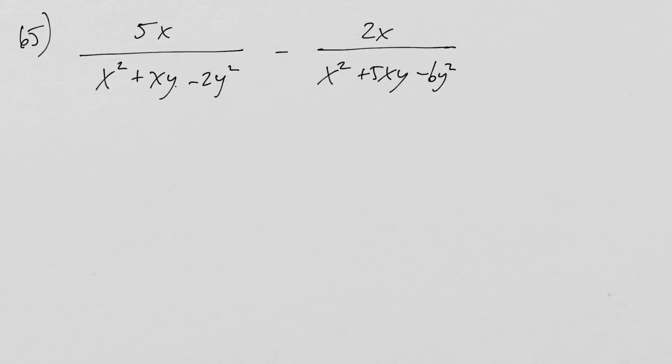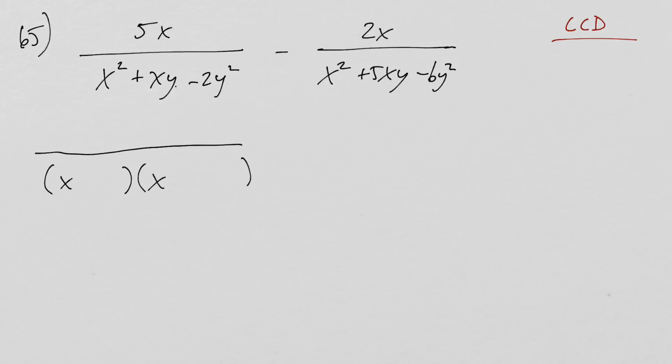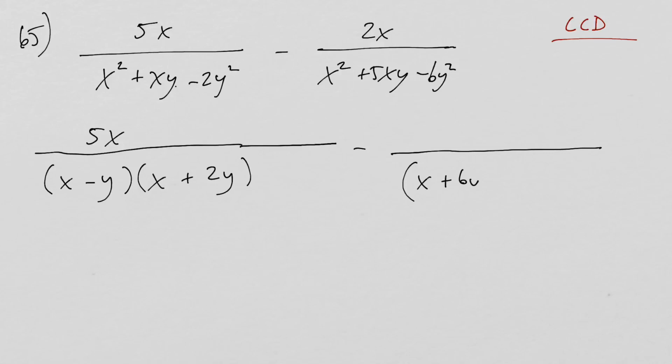Okay, again, before I can figure out what my LCD is, I'm going to need to factor. So this bottom one will factor as an x times x. Let's see, we must have a plus 2y on the outer and a negative y on the inner. I'm going to give myself some space. Minus, this one's going to factor as this must be an x plus 6y and an x minus y.